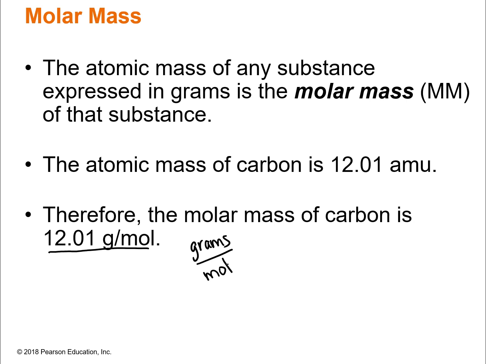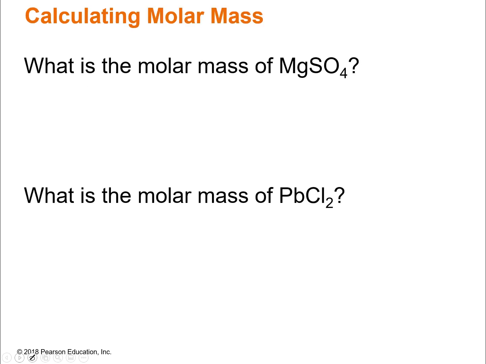The way that we figure this out is by looking at the periodic table. You find whatever elements are involved in the compound that you're trying to calculate a molar mass for. You add them all up, and there you go. And I think it's better to have an example than to just look at the words. So I'm going to do the first one for you, and then I want you to do the second one.